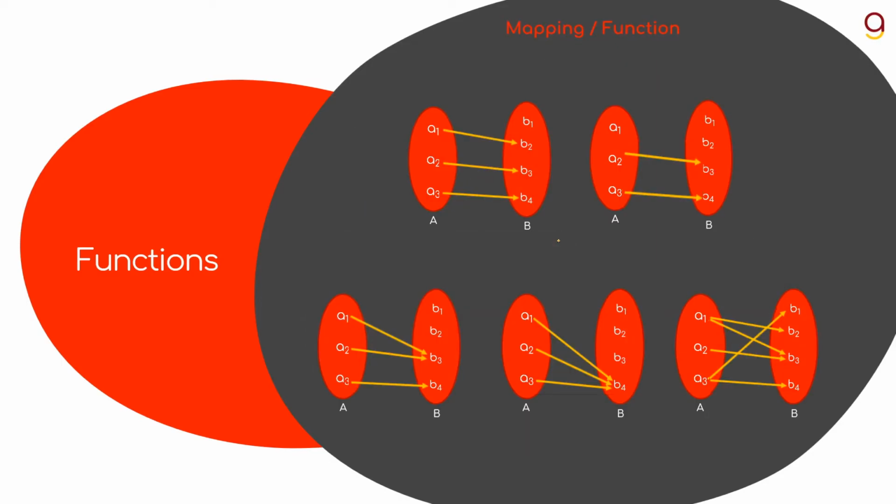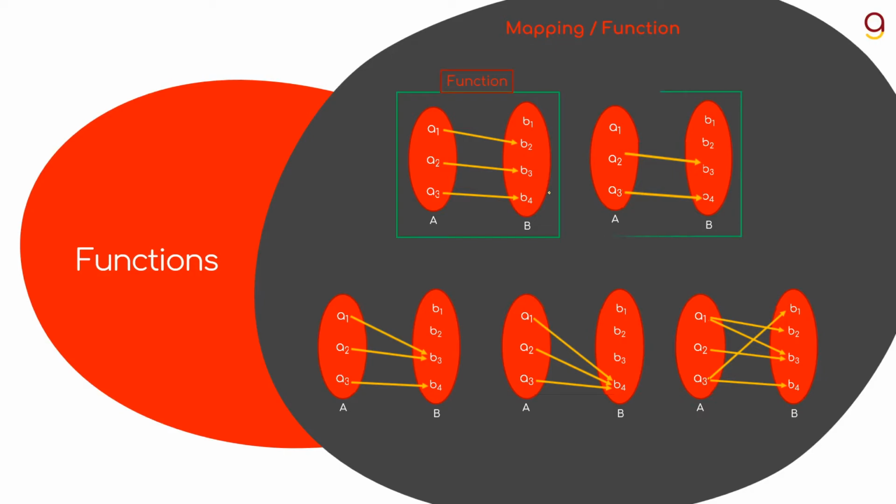Now let's see which of the arrow diagrams given represents a mapping. The terms map or mapping are used to denote function. So let's see the first diagram. Here, A1 has a unique image B2, A2 has a unique image B3 and A3 has a unique image B4. Thus, each element of A has a unique image in B. Therefore, the given arrow diagram represents a mapping, a function.